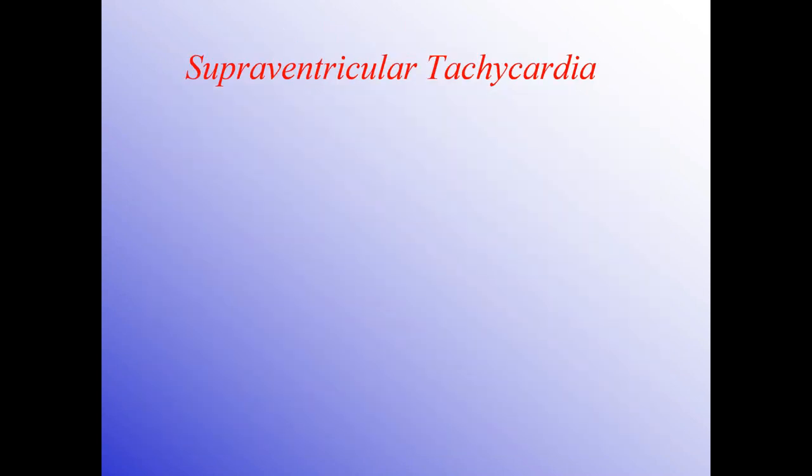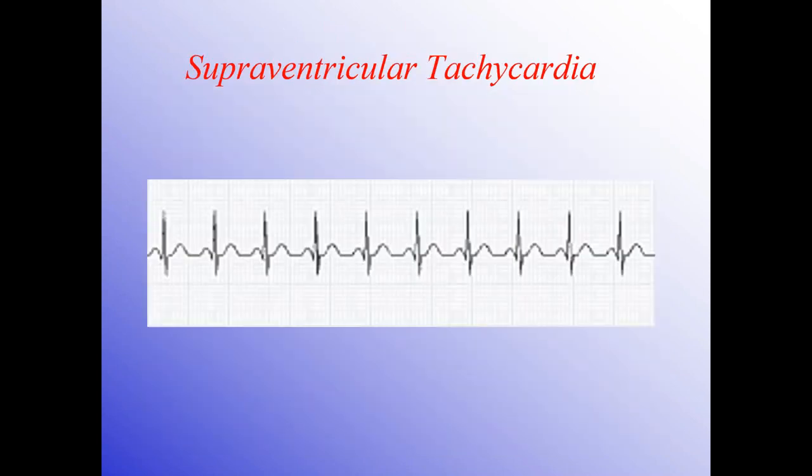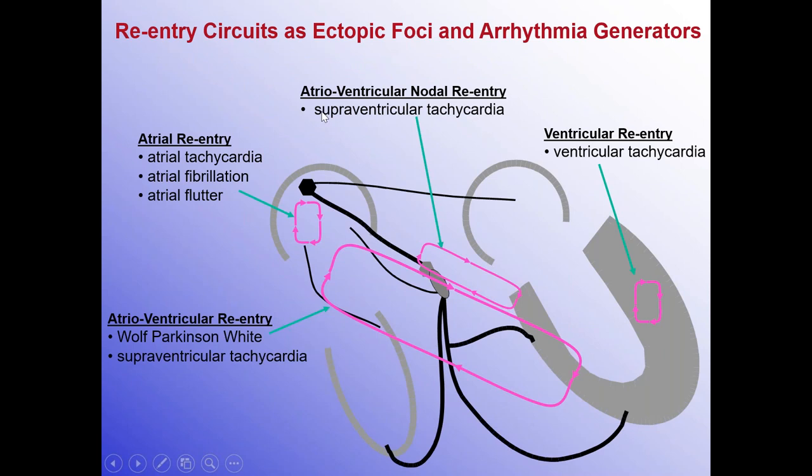What is supraventricular tachycardia? Supraventricular tachycardia means you have a P wave which has an appearance and a mechanism which is occurring above the ventricle, supraventricular. So try to understand this. You have an AV node which allows a reentry. See, I told you there is another circuit present. So an AV node which allows a reentry, and you have a reentry circuit.